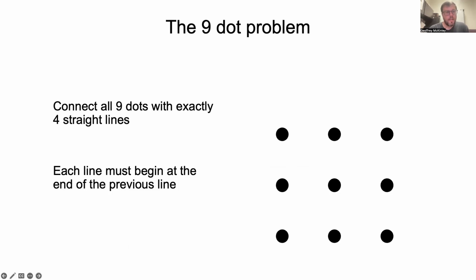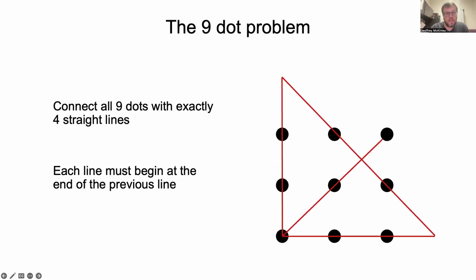Okay, so in this problem, it's very simple. All you have to do is connect all nine dots with exactly four straight lines. So each line must begin at the previous line. Okay, and so go ahead and pause it if you'd like. Try to solve the problem. Hopefully, you've come back. And so there's many possible solutions, but one solution, I'll just show it here.